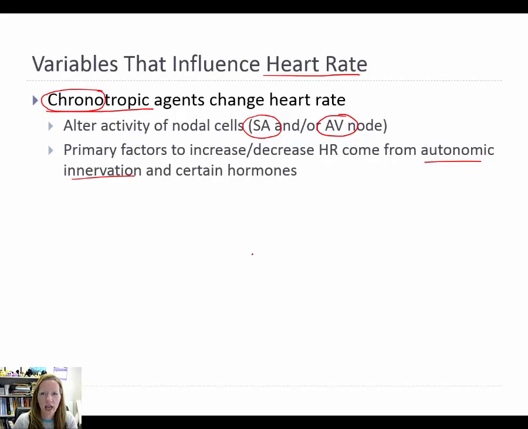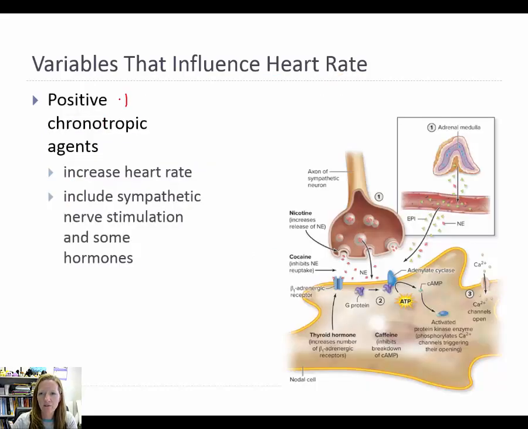Let's first take a look at positive chronotropic agents. That means it is increasing the time, or increasing the heart rate. Remember that this came from the cardioacceleratory center down the sympathetic nerve path. We'll also take a look at some hormones in a second and how they affect it. Here's our little neuron from the sympathetic division of the autonomic nervous system.